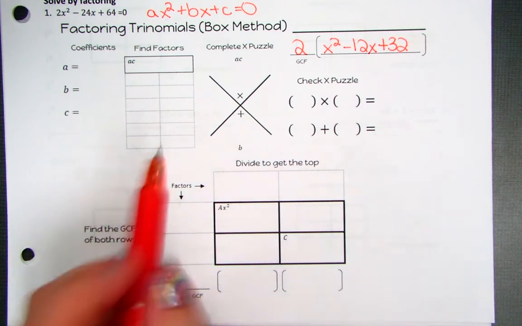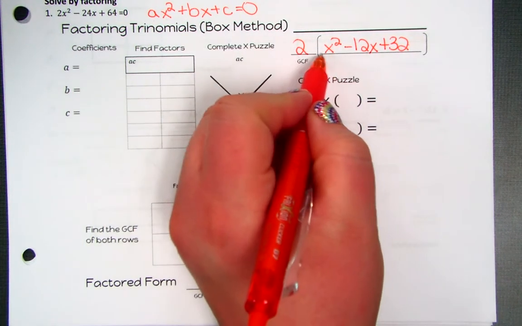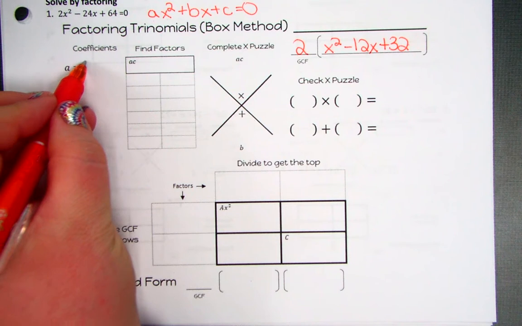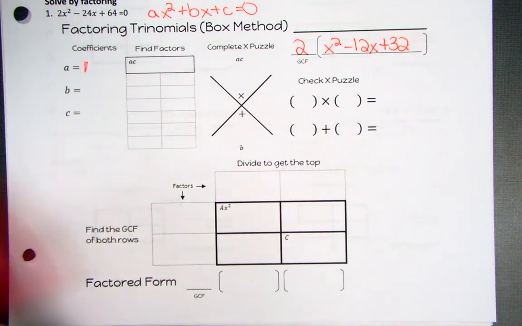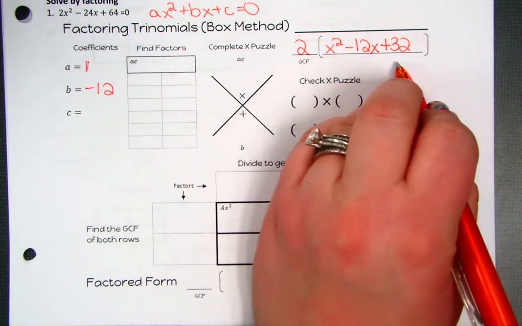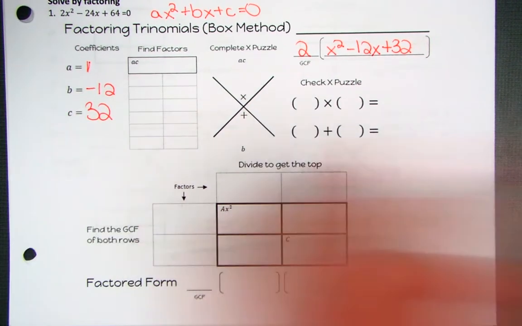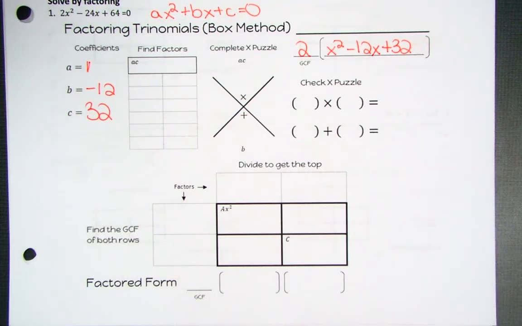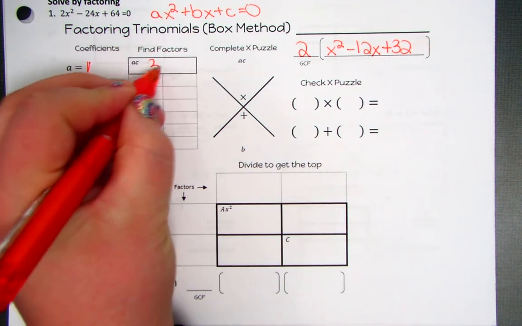But to label A, B, and C, we'll find A in front of the x squared term. So if there's nothing written, that's 1. B is going to be in front of the x term. So that's negative 12. And C will be off by itself. If you're following along in the steps that were written down for you on the previous page, then the next step would be to find A times C. So in this case, we're doing 1 times 32, which is 32.